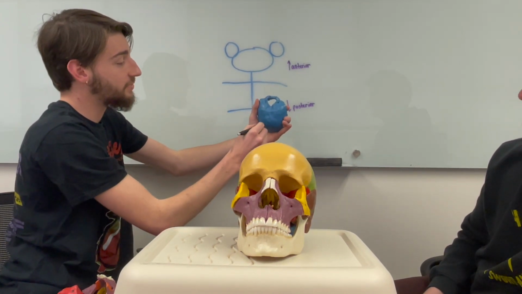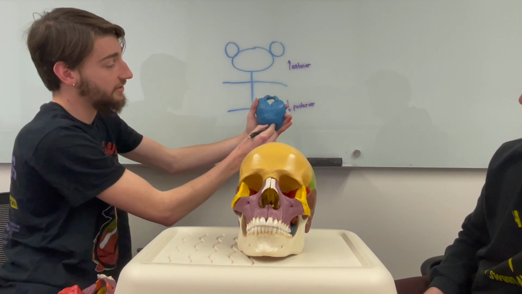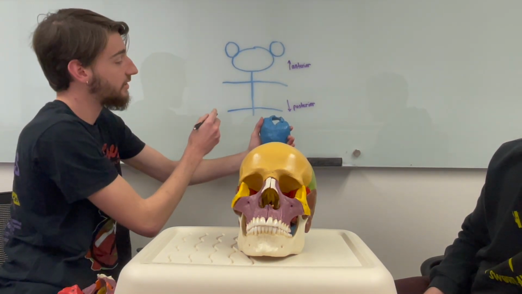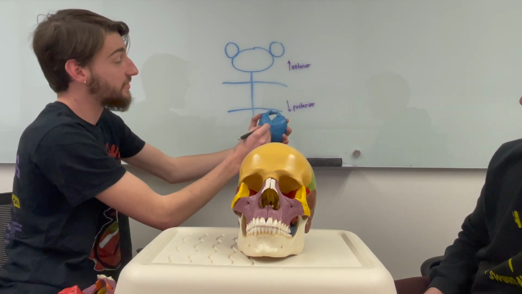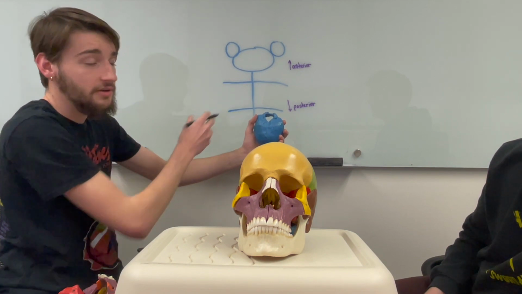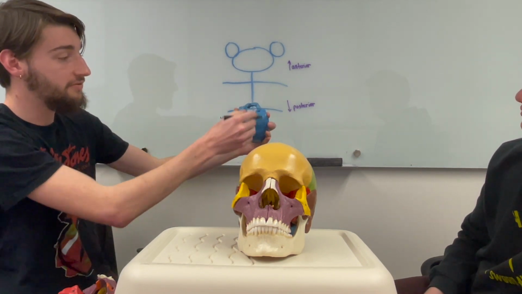Next, we've got the superior nuchal lines, which are down here again. Here's your superior nuchal lines. Those are the legs of Mickey. Next, we've got the arms of Mickey. That's these right here. Those are going to be your inferior nuchal lines. Those should map out pretty well with what you've got right here.